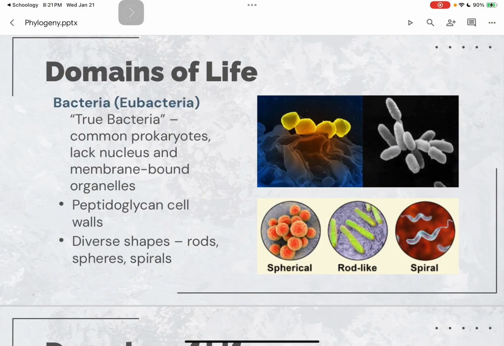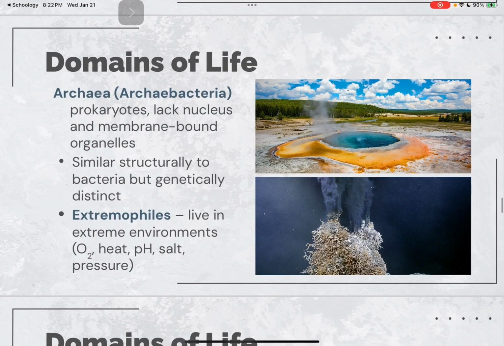They also have a peptidoglycan cell wall. They can have diverse shapes, so they could come in rods, spheres, or spirals. Take a look to the right. We have those spherical little orbs. We have rods, which kind of just look like a sprinkle, and then our spirals are the weird little squigglies.